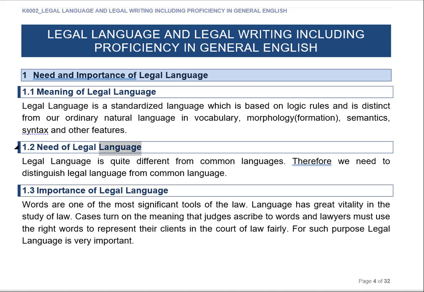Need of legal language. Legal language is quite different from common languages. Therefore, we need to distinguish legal language from common language.